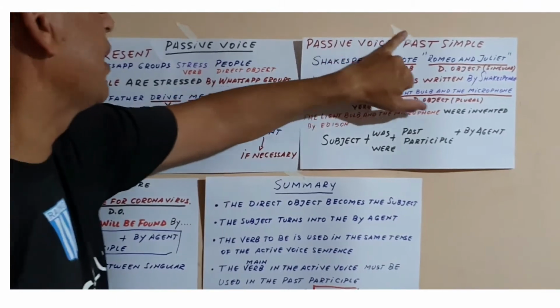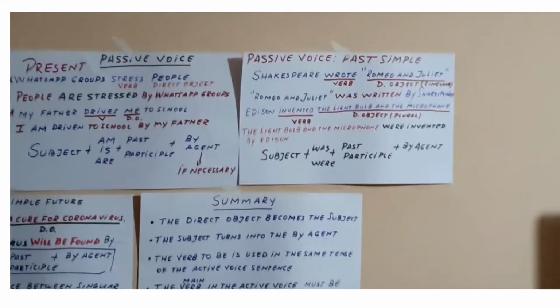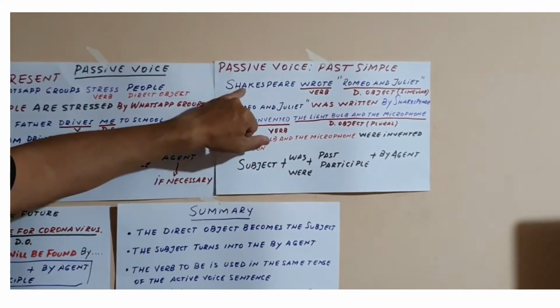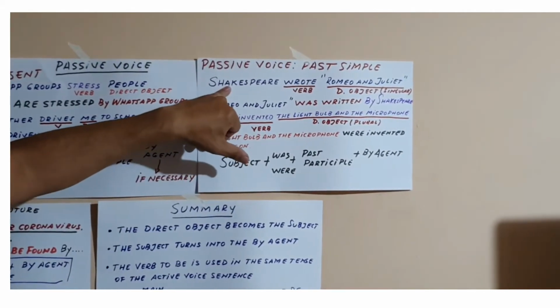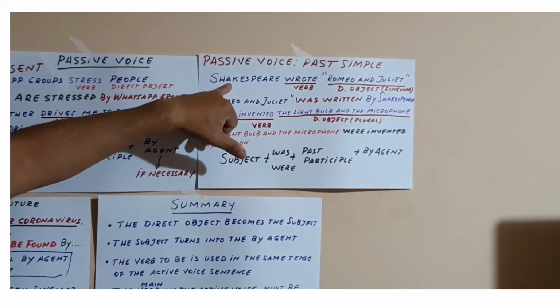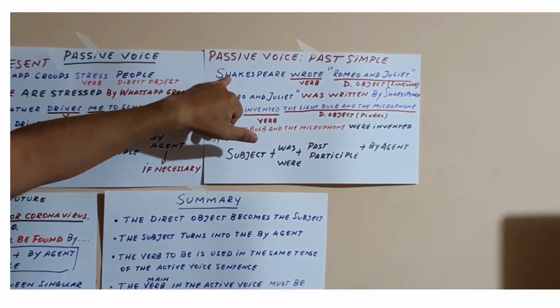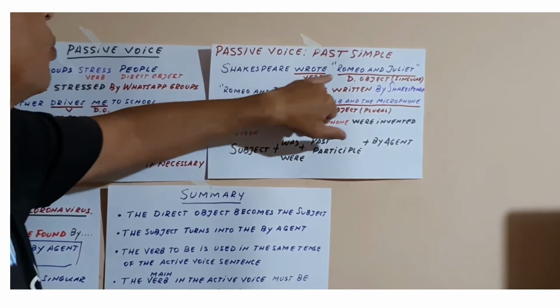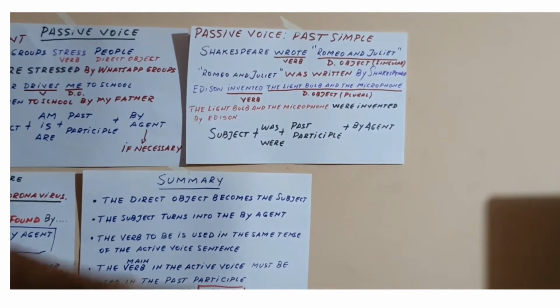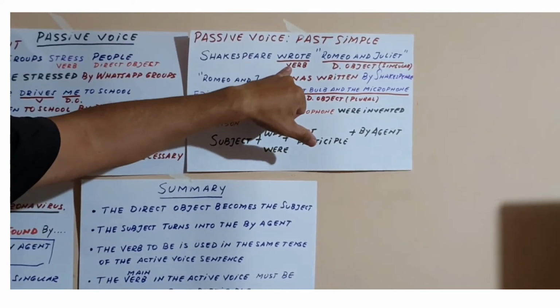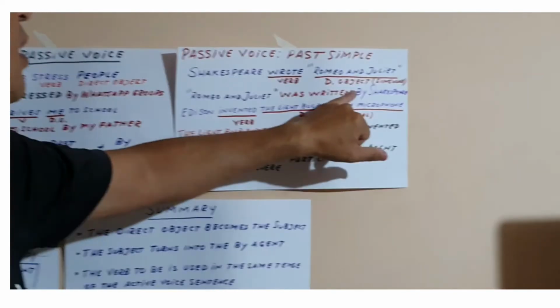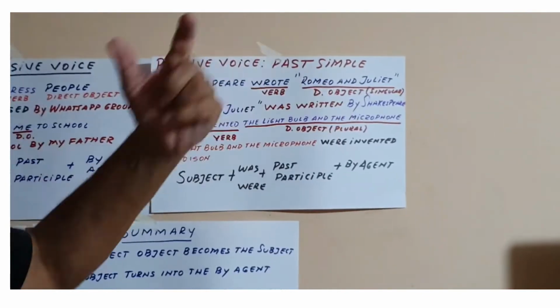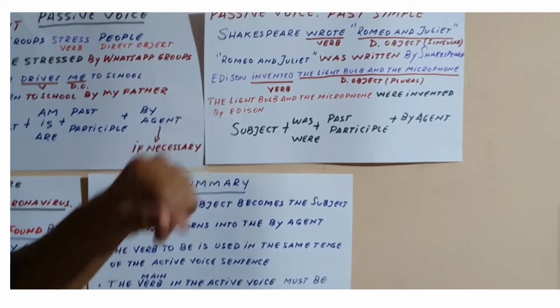What happens in the past? In the past is even more common. Es más común en el pasado. Veamos un ejemplo. Shakespeare, ¿saben quién fue Shakespeare, verdad? Un escritor inglés, el más grande de la literatura inglesa. Shakespeare wrote Romeo and Juliet. So, wrote is the verb and Romeo and Juliet is the direct object. Es una obra, o sea que es una sola, es singular.